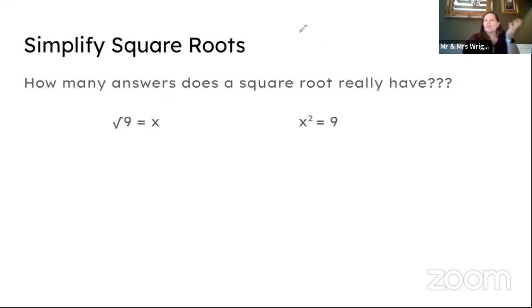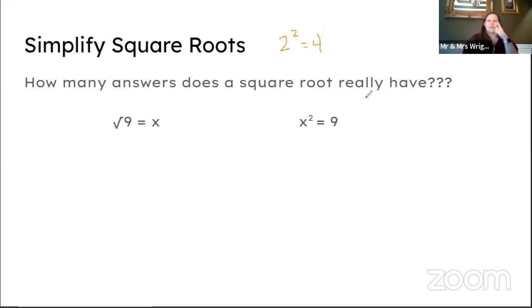Well, you know that 4 is one that we like to use a lot. We say, okay, well, 2 squared equals 4. Well, what is negative 2 squared equal? That also equals 4, because negative 2 times negative 2, I've got an even amount of negatives. That means my answer is going to be positive, and 2 times 2 is 4. So really, the square root of 4 could either be a positive 2 or a negative 2.